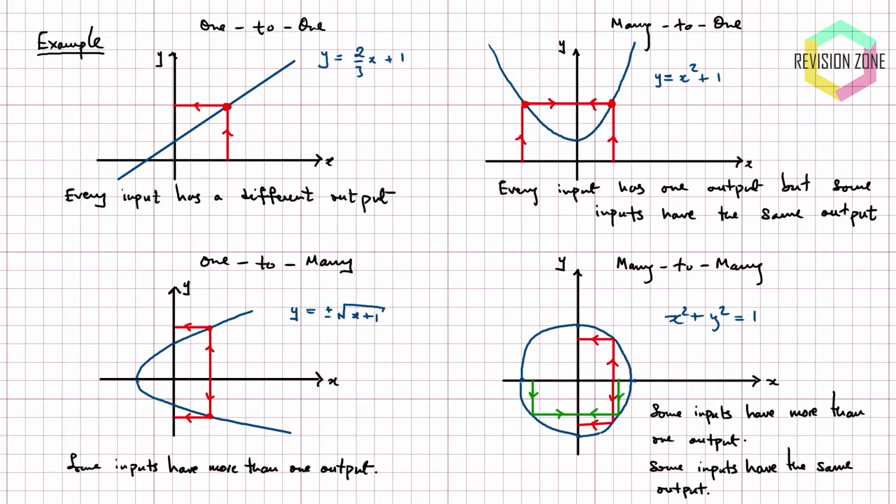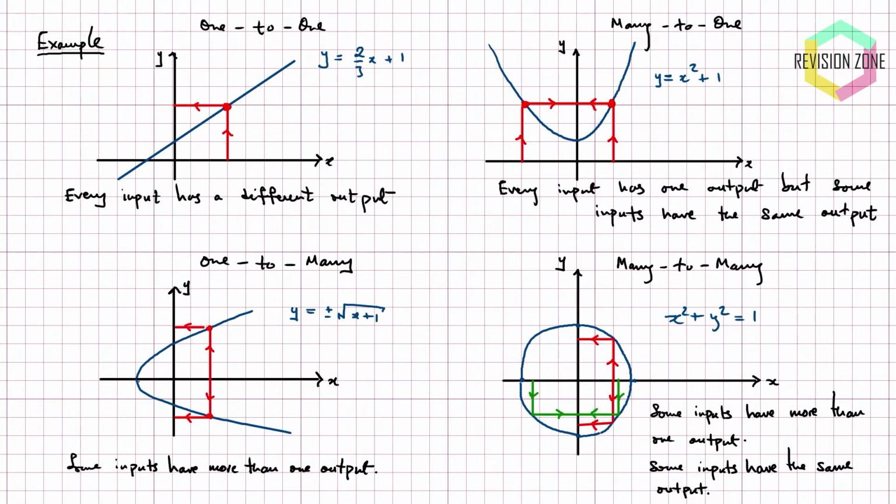So in this case, we see that there is one input. An example might be, say, x equals 9. So you put x equals 9 in, or maybe even x equals 8 actually. You put x equals 8 in, and you get 8 plus 1, which is 9, and you take the square root of that, and you get positive and negative 3. So one input actually gives you two outputs.